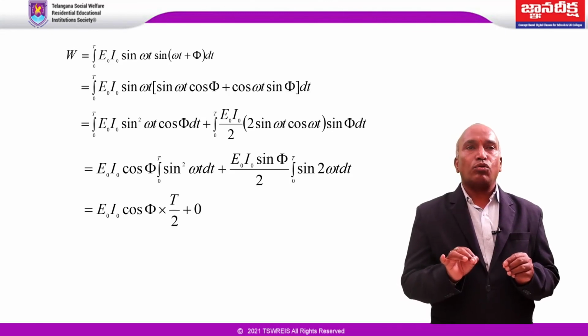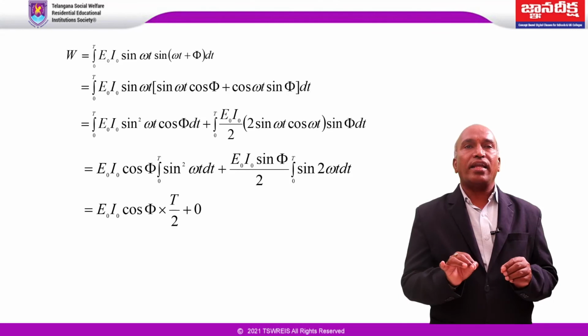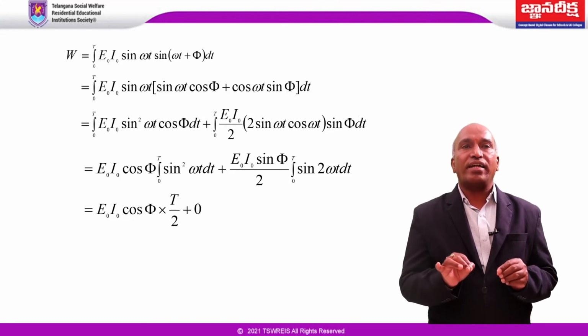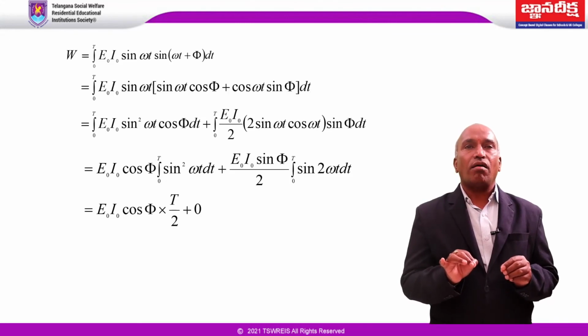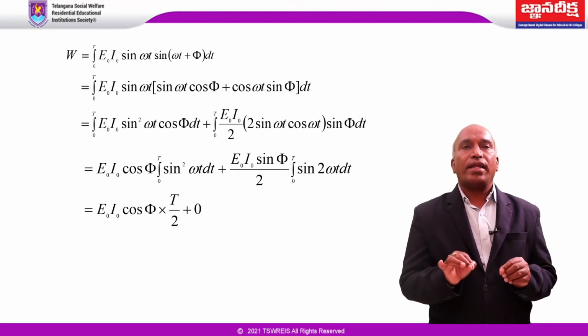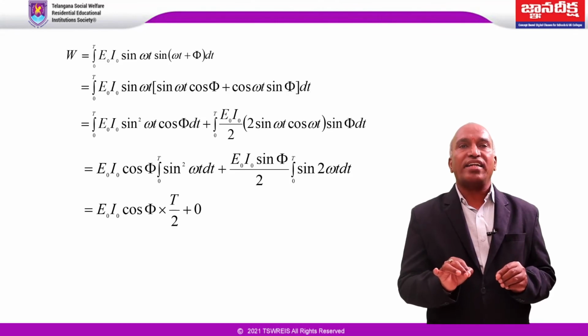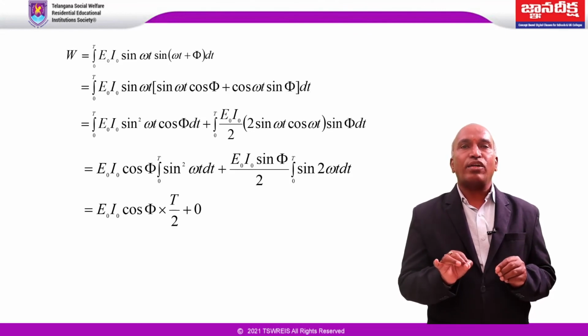That is equal to integral 0 to capital T E naught I naught sin omega t bracket sin omega t cos phi plus cos omega t sin phi bracket close dt, that is equal to integral 0 to capital T E naught I naught sin square omega t cos phi dt plus integral 0 to capital T E naught I naught by 2 sin 2 omega t sin phi dt, that is equal to E naught I naught cos phi integral 0 to capital T sin square omega t dt plus E naught I naught sin phi by 2 integral 0 to capital T sin 2 omega t dt, that is equal to E naught I naught cos phi into capital T by 2 plus 0.